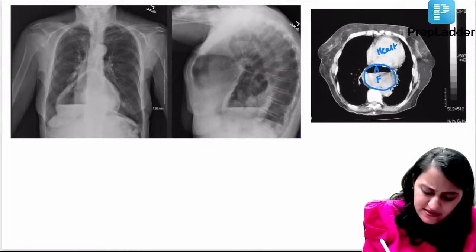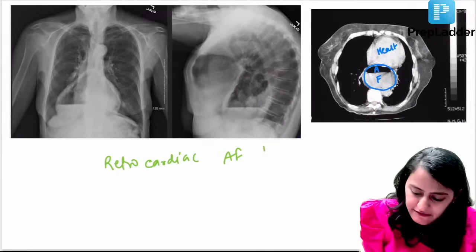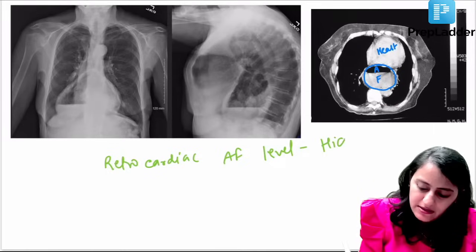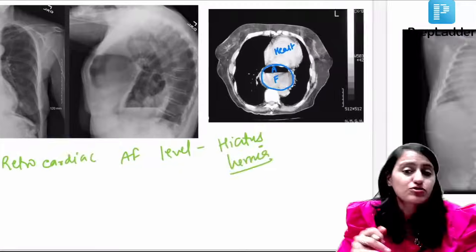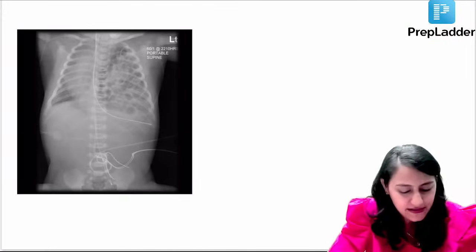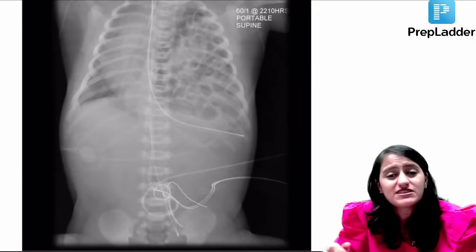So always remember this description. When they tell you it is retrocardiac air fluid level, they are talking about hiatus hernia. Okay, hiatus hernia. Going to the next one, classical image, newborn with respiratory distress.